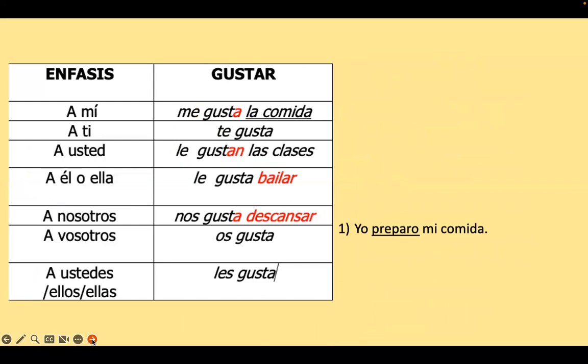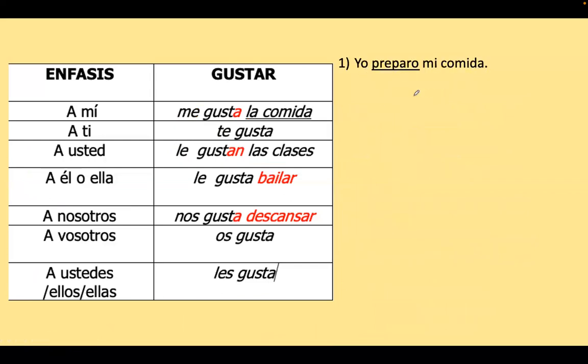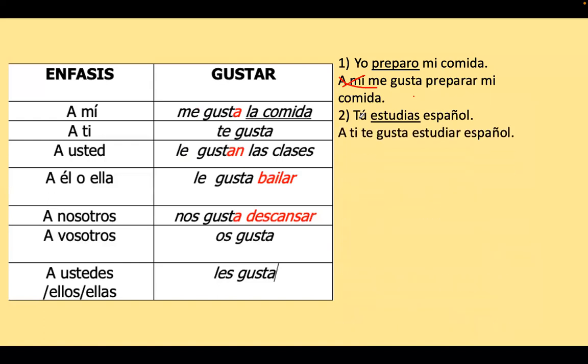Okay, so now again, yo preparo mi comida. I prepare my food. So the answer would be, I like to prepare my food. A mí me gusta preparar mi comida. Again, here you don't need this because this is clear. Me gusta is already clear, that is I like. But sometimes we use the emphasis. Okay, so next one. Tú estudias español. Muy bien. A ti te gusta estudiar español. You like to study Spanish.